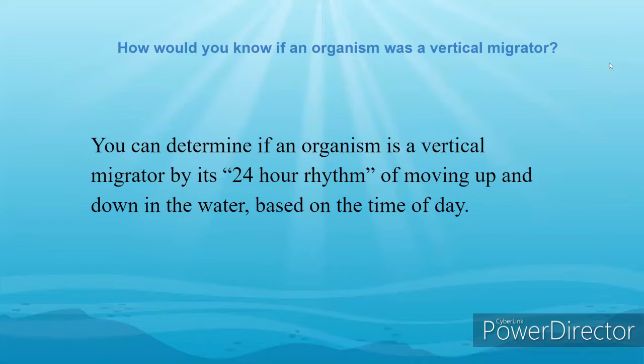How would you know if an organism was a vertical migrator? You can determine if an organism is a vertical migrator by its 24-hour rhythm of moving up and down in the water based on the times of day.